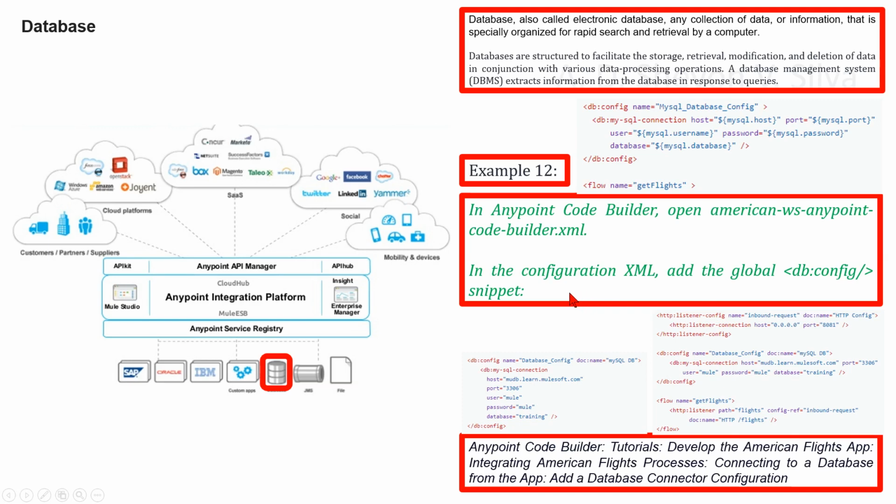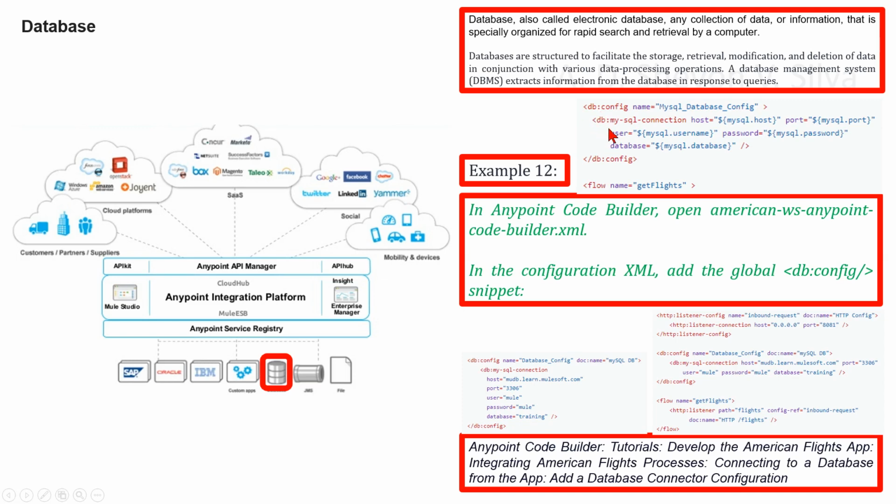Now we are considering adding the database connector configuration, connecting to a database from the app in the American Flights integration process example, in developing the American Flights API example, in the Anypoint Code Builder tutorials. In Anypoint Code Builder, open american-ws-anypoint-builder.xml. In the configuration XML, add the global DB config snippet above the flow element. Insert the snippet by pressing Ctrl plus spacebar on Windows, or Command plus spacebar on Mac.